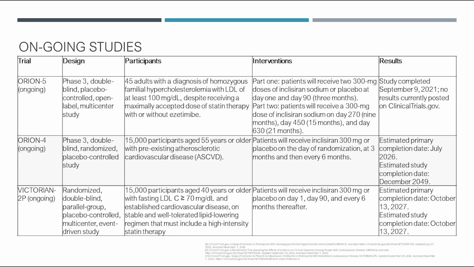Now, for Orion 4, we don't expect to have any sort of data until 2026. For the Victorian 2P study, we're actually going to have to wait a whole another year to 2027 to get any kind of MACE outcomes for those individuals. The Victorian 2P study actually includes 15,000 participants who are 40 years or older with a fasting LDL greater than or equal to 70 milligrams per deciliter and an established cardiovascular disease who are on a stable and well-tolerated lipid-lowering regimen that must include a high-intensity statin therapy.